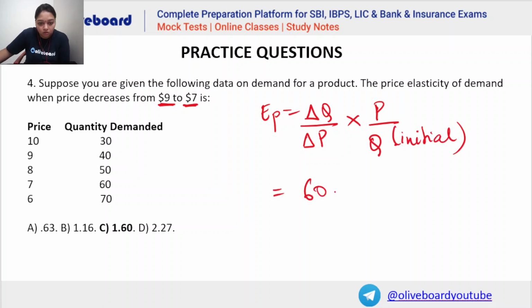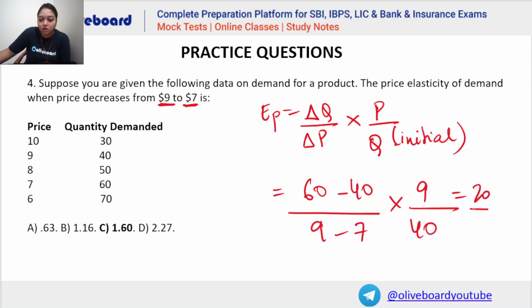60 minus 40 by 9 minus 7 into what is the price? What is the initial price? 9 by 40, right? So here 20 by 2 into 9 by 40. This will be 10, this will be 4. So this will be 9 by 4, right?